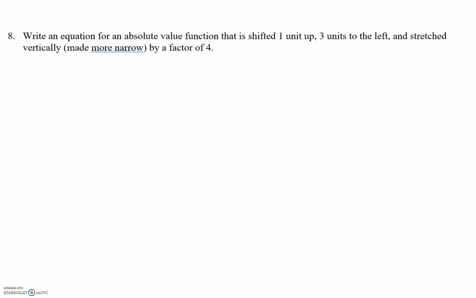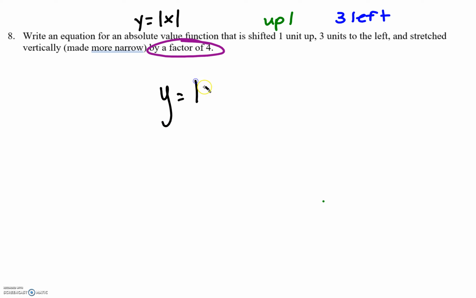Write an equation for an absolute value function. So an absolute value function that is shifted 1 unit up, three units to the left, and becomes more narrow by multiplying a scale factor of 4. So again, originally our absolute value function looks like this.